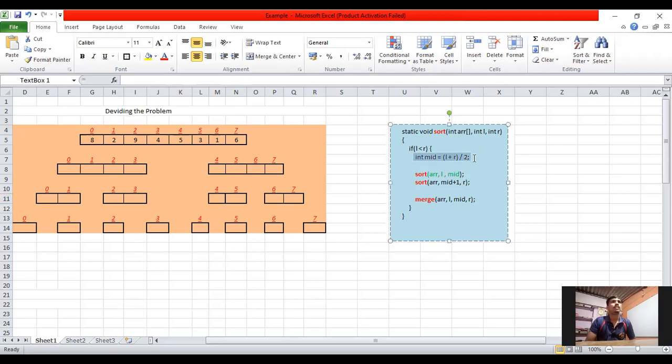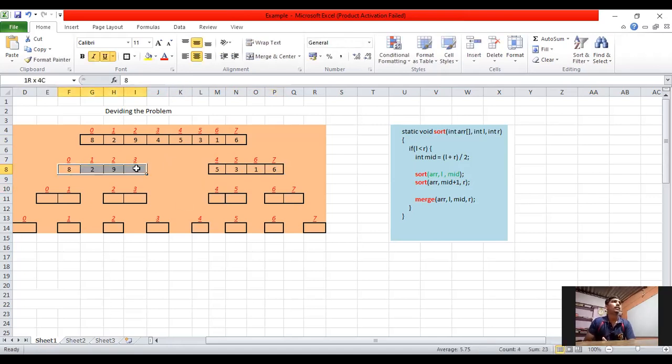Then we calculate the mid: the lower bound plus the upper bound, divided by 2. So here we get 0 plus 7 divided by 2, that is 3 point something, so we take the integer value, that is 3. So we divide from 0 to 3 for the left hand side and from 4 to 7 for the right hand side. On the left hand side we have 8, 2, 9 and 4. Then on the right hand side we have 5, 3, 1 and 6.